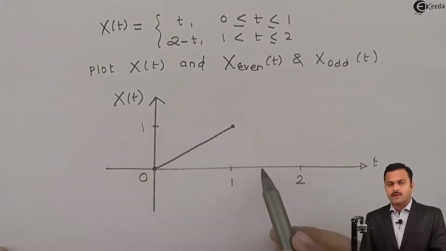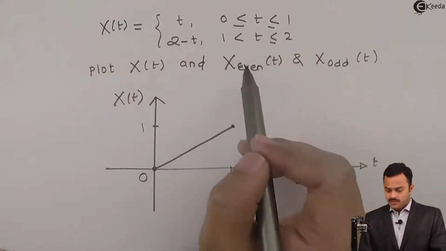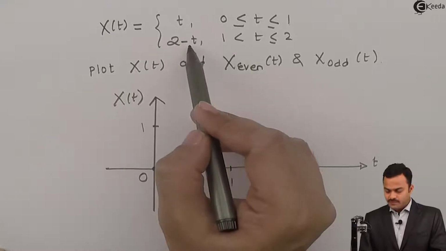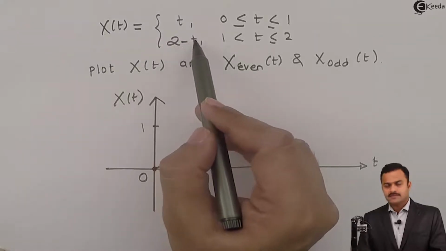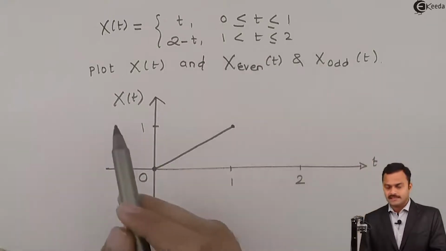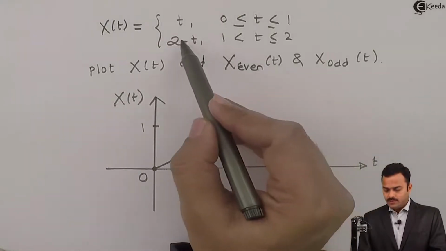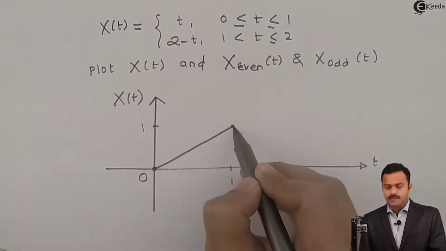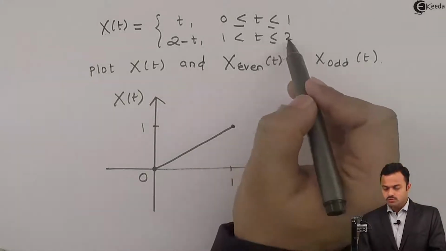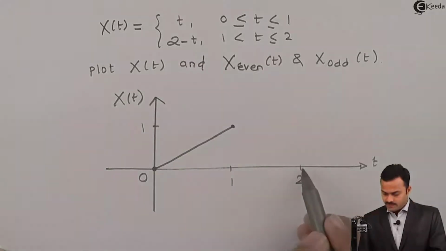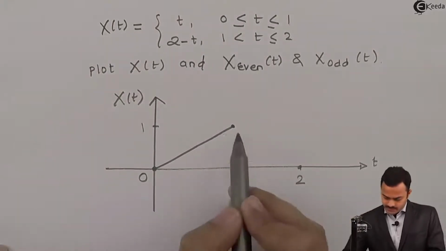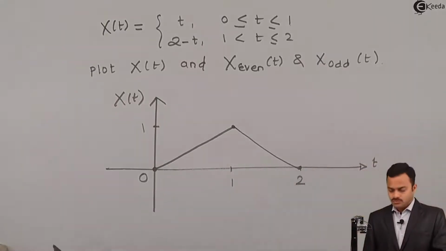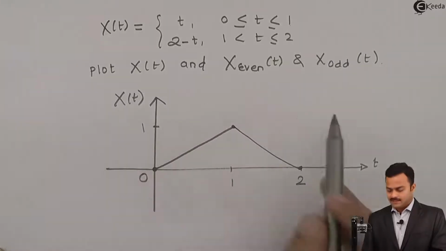Similar thing we can apply for the interval 1 to 2. Here it is 2 minus t. Once again the slope is 1 over here, but that is with minus sign, so it's a negative slope. Still we will find out by putting the values of t and get an answer. So if I put t equal to 1 over here, 2 minus 1, so it's 1. So for t equal to 1, x is also 1, same point. And for t equal to 2, it is 2 minus 2, so it's 0. Somewhere here I will get a point, and being a straight line, we will get a signal like this. So x of t is a simple signal like this.